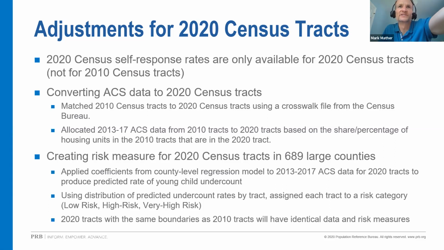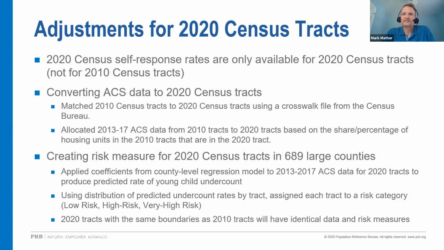So we had to make some adjustments because our undercount database is based on the 2010 census tracts, and they didn't line up with these new tracts. So the basic procedure was that we allocated our 2013 to 17 ACS data from the 2010 boundaries to the 2020 boundaries based on the share of housing units in the 2010 tracts that are located in the new 2020 tracts. So we went through that process.